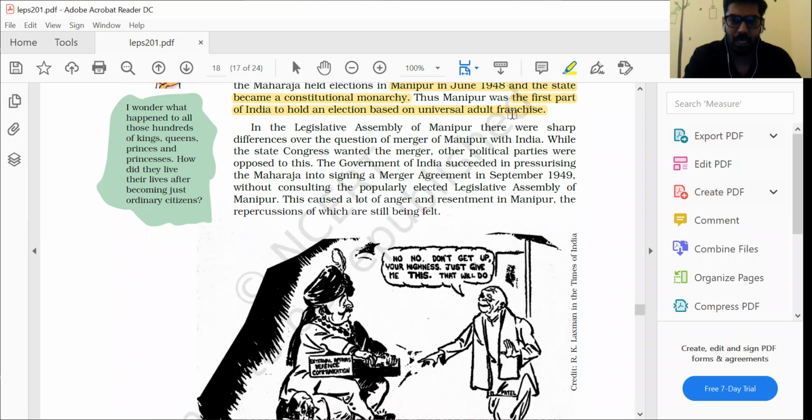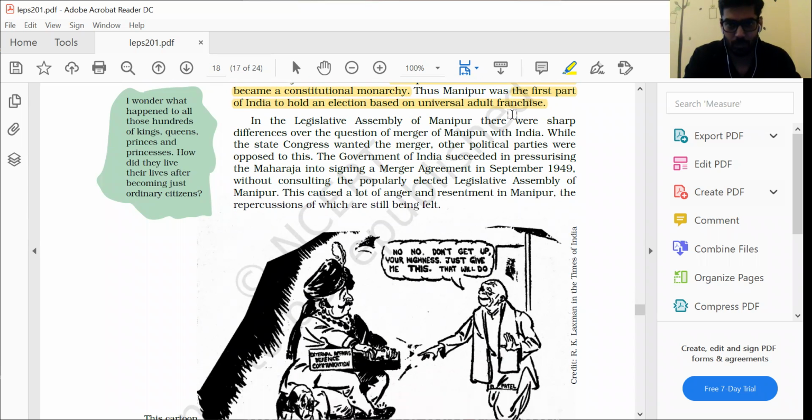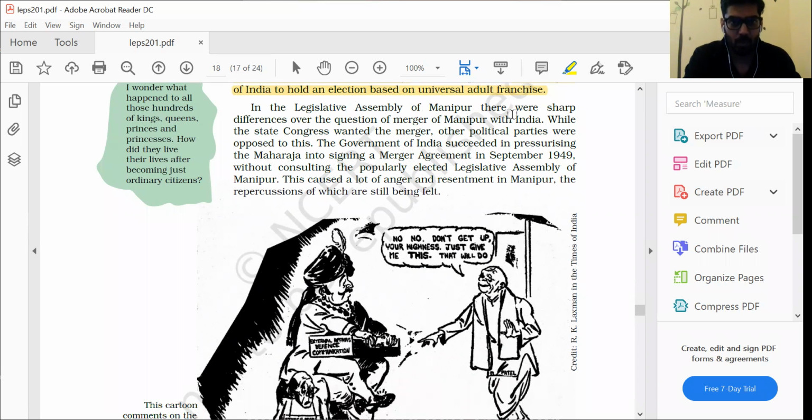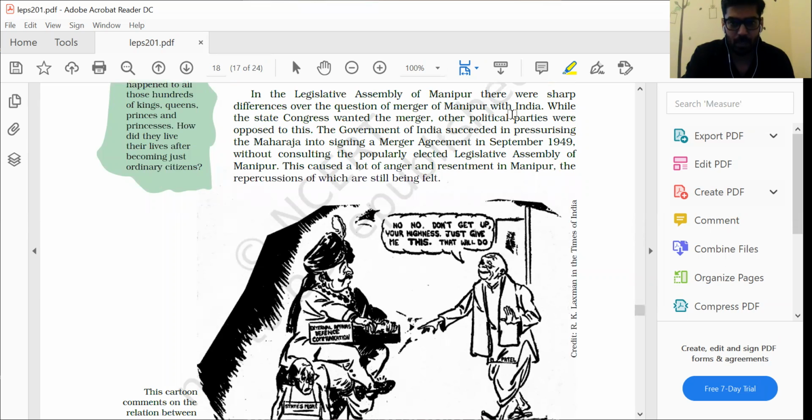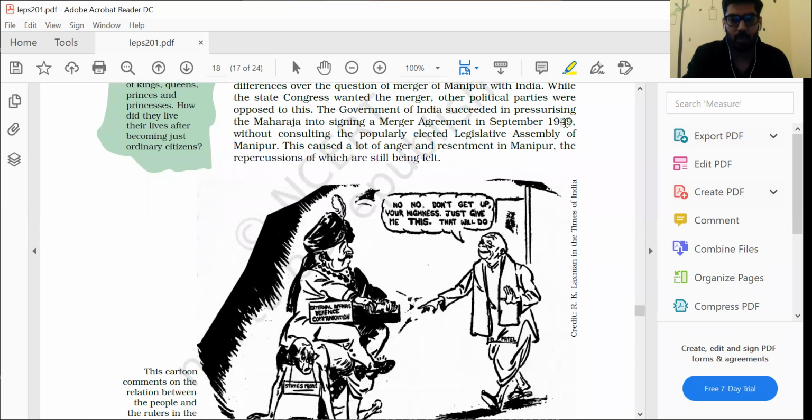So there were sharp differences over the question of merger of Manipur. State Congress wanted the merger, other political parties were opposed to it. Government of India succeeded in pressurizing the Maharaja to sign the merger agreement in September 49 without consulting the popularly elected Assembly of Manipur. So they did not consult the assembly, the Vidhan Sabha. They just talked to the Maharaja, and there was some anger in the state because of this. But now it's all over.